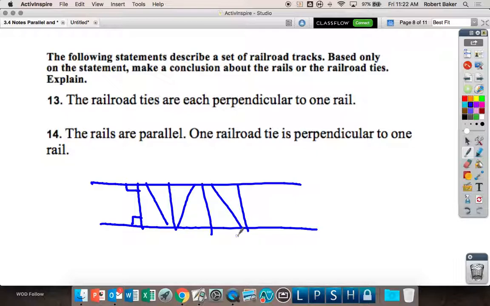The railroad ties are each perpendicular to one rail. So you're right, you have to read it carefully. They're each perpendicular to one rail. And if they're each perpendicular to one rail, and the rails are parallel, that means they're all parallel to one another. So in this statement right here, you can say the rails are parallel, and you can say the ties are parallel. What about the rails are parallel?